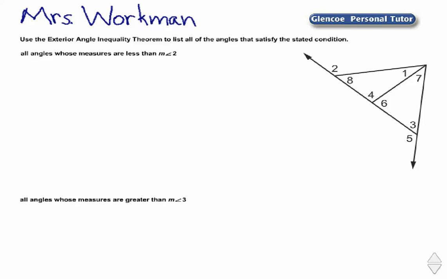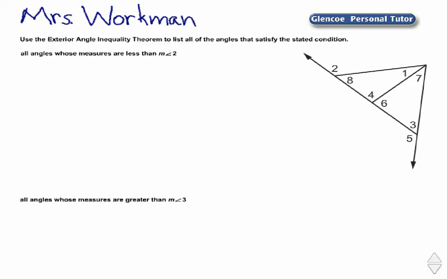Use the exterior angle inequality theorem to list all of the angles that satisfy the stated condition. All angles whose measures are less than the measure of angle 2. All angles whose measures are greater than the measure of angle 3.